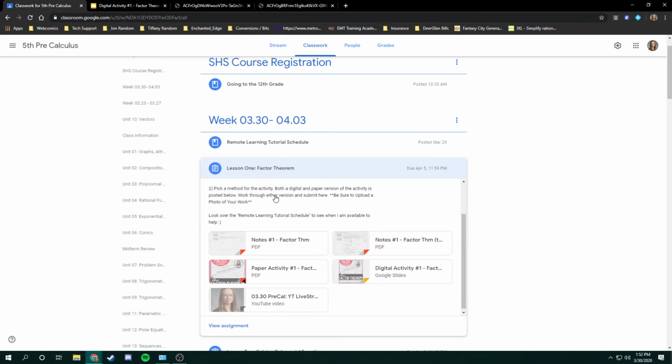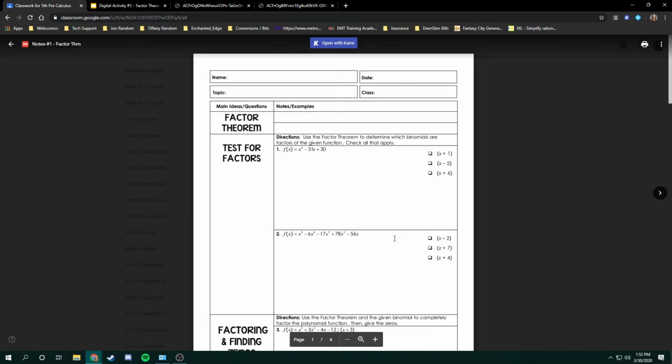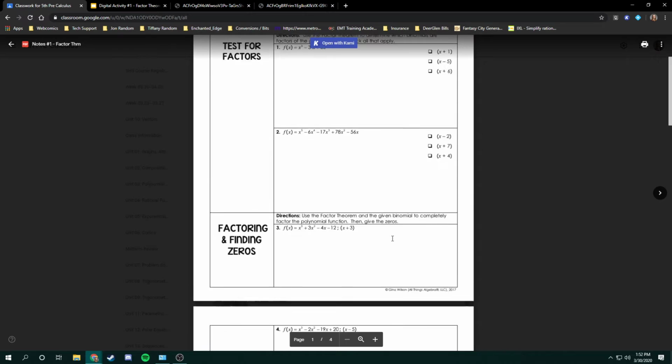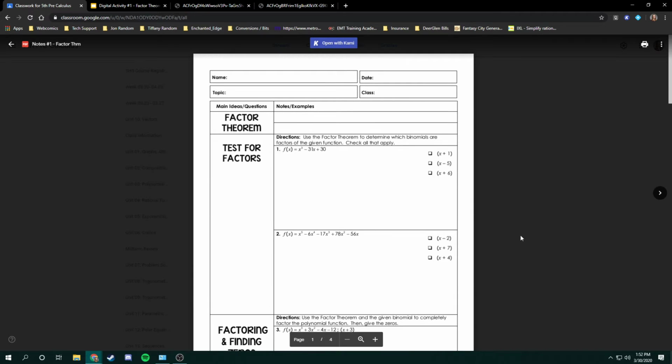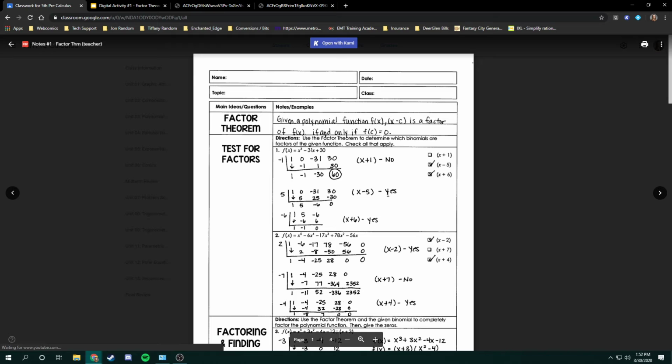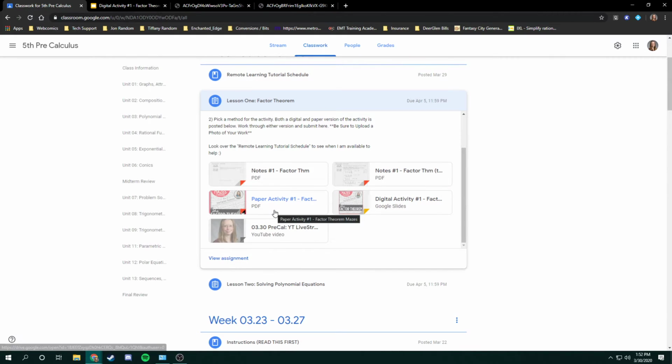And so for lesson 1, you've got a blank copy of the notes here, if you want to copy them down or print them out, depending on what you've got available at home. Here is a teacher copy of them, essentially what I'll be going over. Then there is the activity. You always have a digital and a paper version.